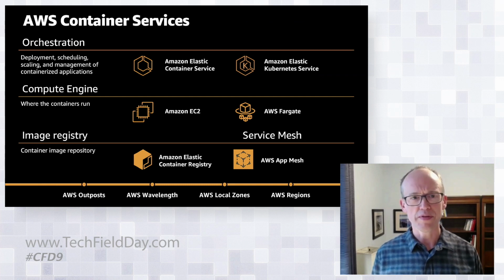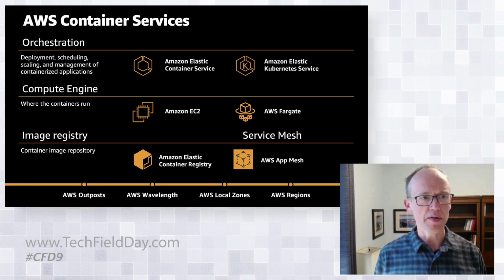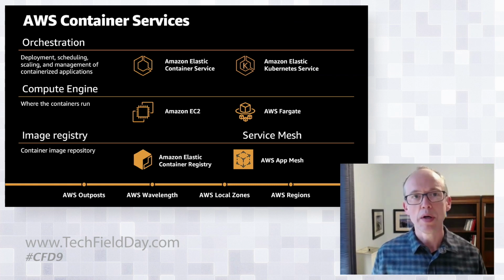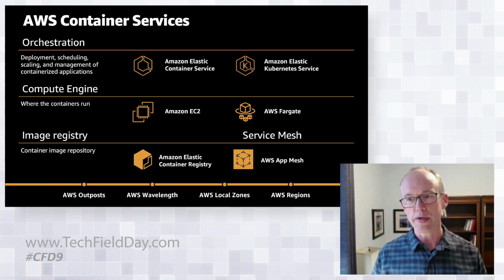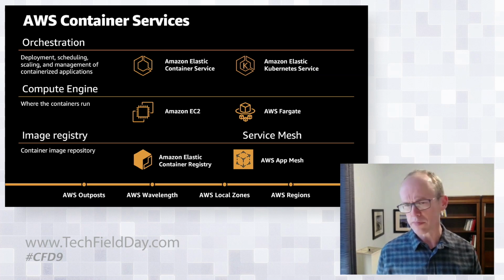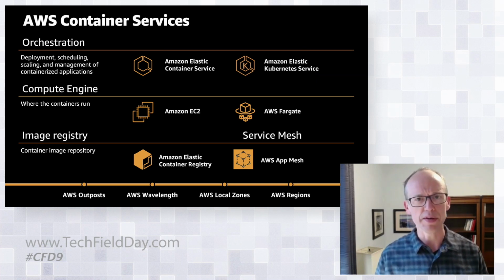So one of the first things people will ask us about is, well, you have two, quote, orchestrators. You have Elastic Container Service and Elastic Kubernetes Service, ECS and EKS. How do I choose between those? Why should I use one or the other?